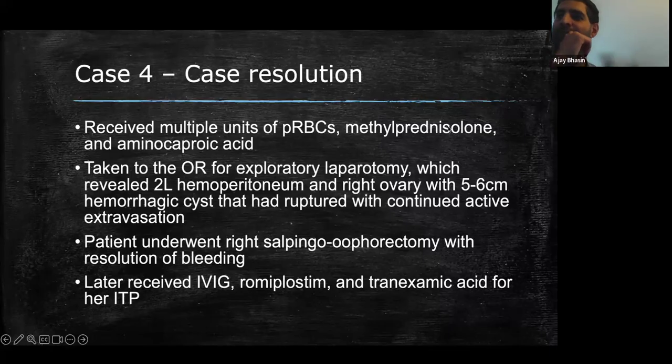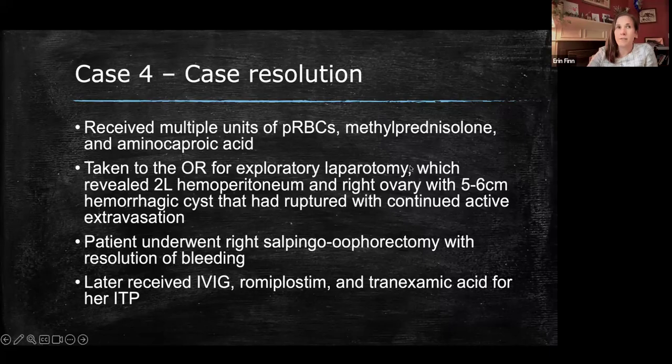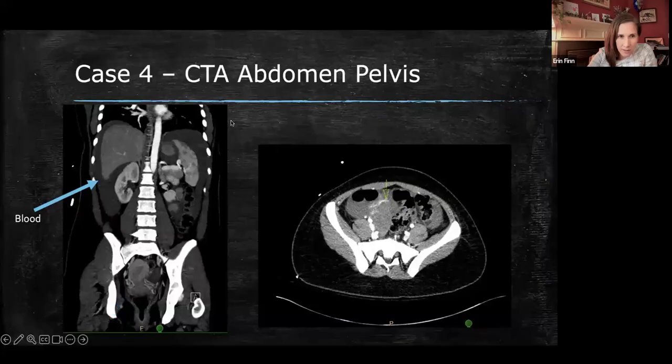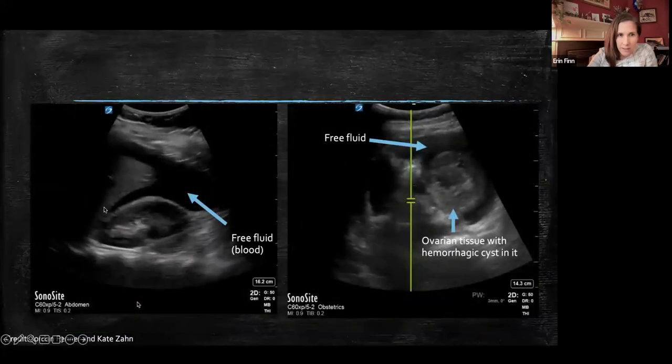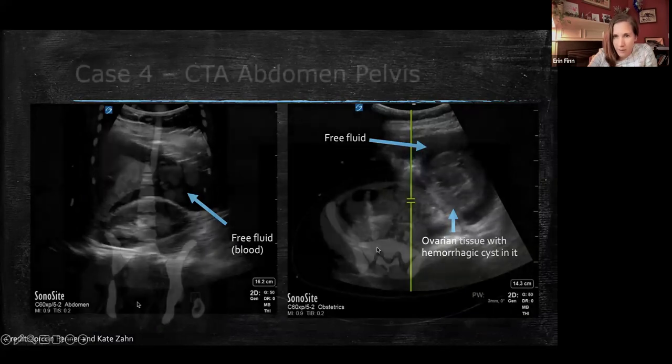There's a question for you, Dr. Finn. Does blood look different on FAST versus simple fluid like ascites? That's a great question. I think if it's acute bleeding, it can look pretty black and anechoic, so not necessarily. And you can see in this clip, it really just looks like simple fluid. If you have layering or clotting of the blood, then it can look a little bit more hyperechoic.